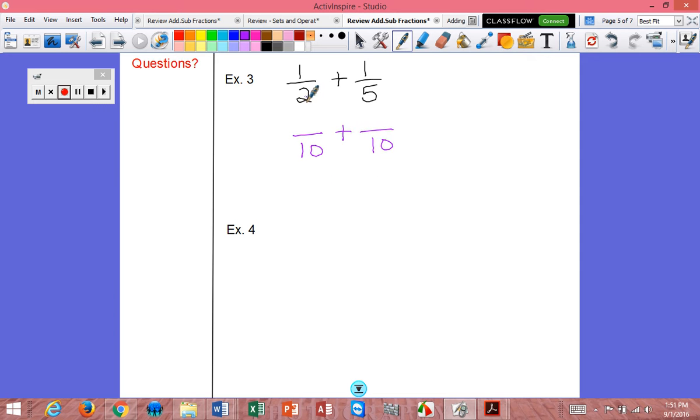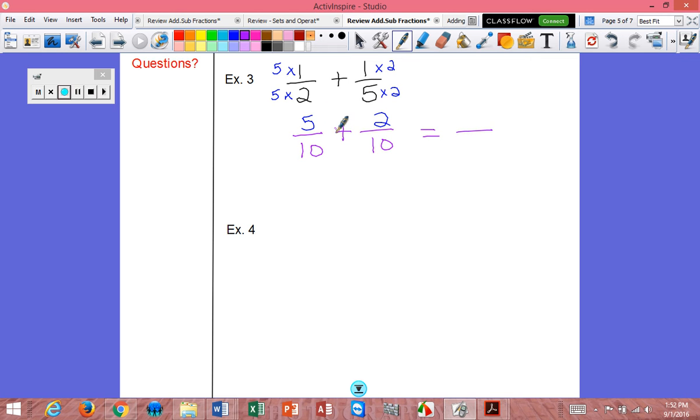Alright, now if I changed the 2 into a 10, that means that I would have had to have multiplied by 5. Whatever we do to the denominator, we do to the numerator. So 5 times 1 would be 5. Now over here, from 5 to 10, we would multiply by 2. So I have to do the same thing in the numerator, and 1 times 2 is 2. Now I can continue.